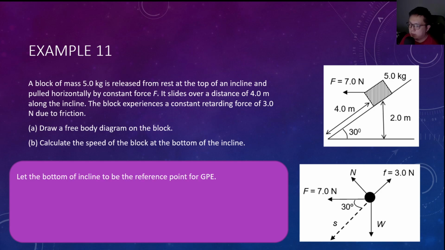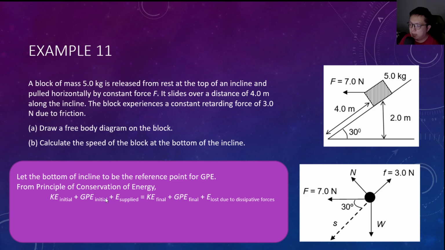Okay, so let the bottom of the incline be reference point for GP. So what I'm doing here is that I'm setting the load, this point here, to be GP 0. Remember we talked about GP, we must always start with a reference point where your GP is 0 value. Okay, next let's look at the math. So we are using conservation of energy.